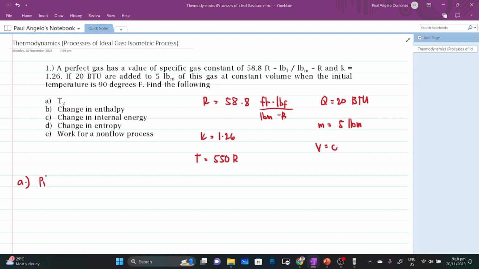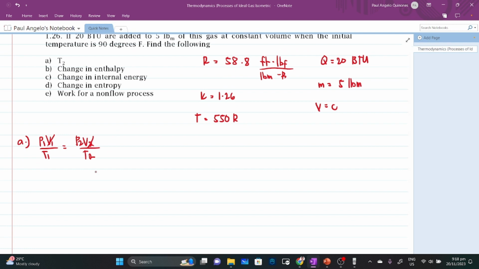Let's use the combined gas law. This is your first assessment. So P2, V2, T2. We know that this is a constant volume, so therefore we can cancel out volume. Next, if we perform separation of variables, we will have P2 over P1 is equal to T sub 2 over T sub 1. As you can see here, we are not given pressure and we are only given T sub 1. Therefore, we cannot use the combined gas law.